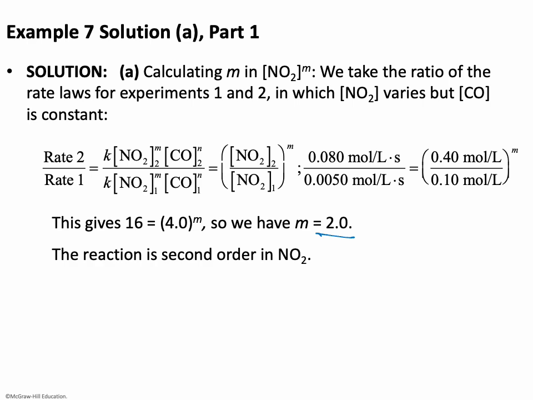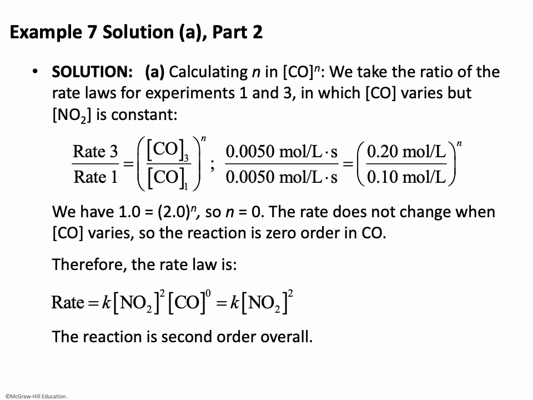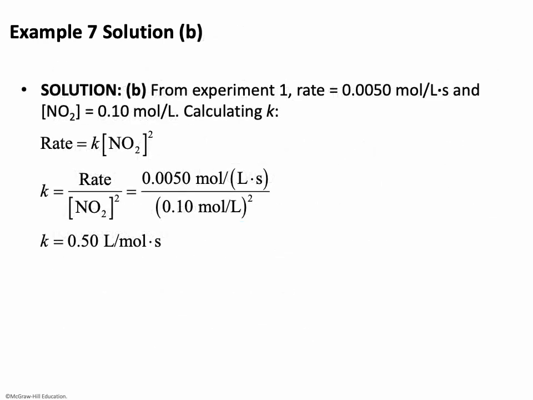Repeat it. M is equal to 2. For CO, N is equal to 0, 0 order. This is my rate law. Overall order, it says second order, and then you take experiment 1, plug it in. K is 0.5. Okay, mole inverse, second inverse. You can write the unit like this, mole per liter, or you can write 0.50 mole inverse, second inverse. That would also do.